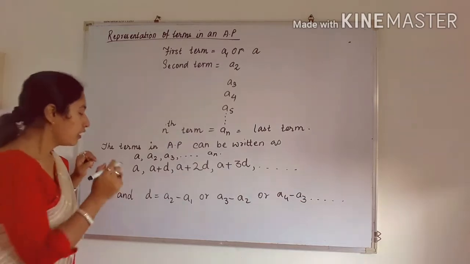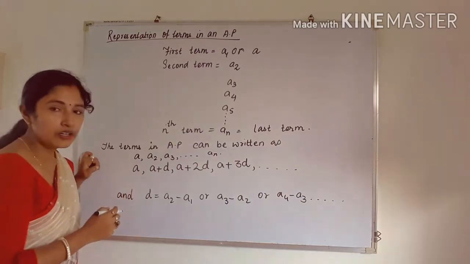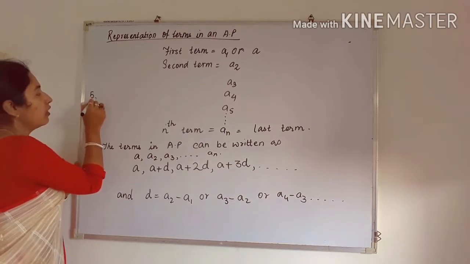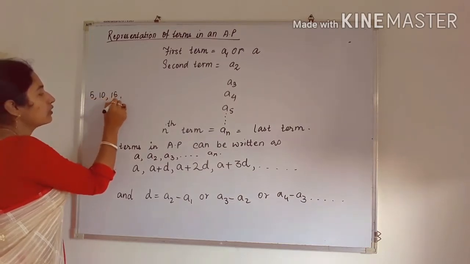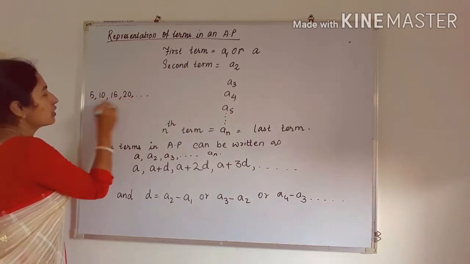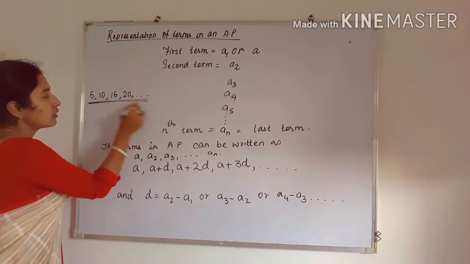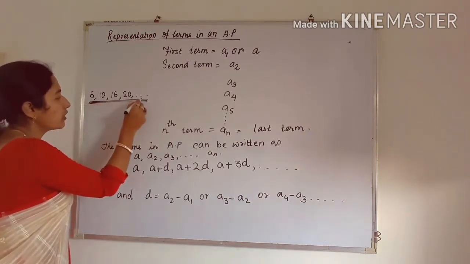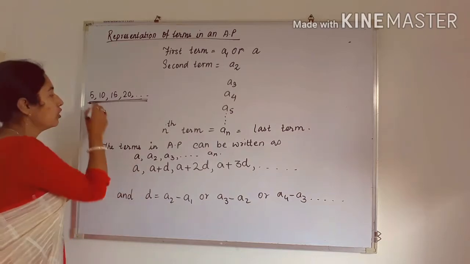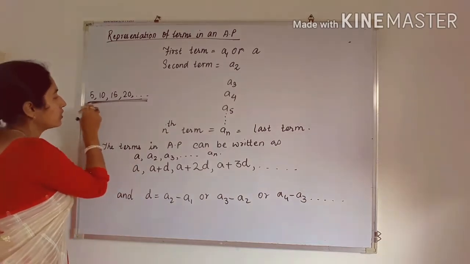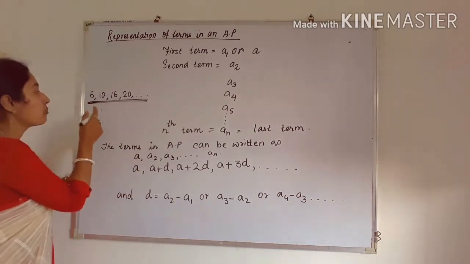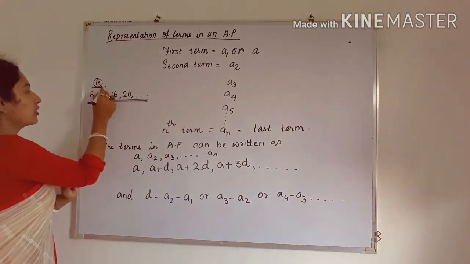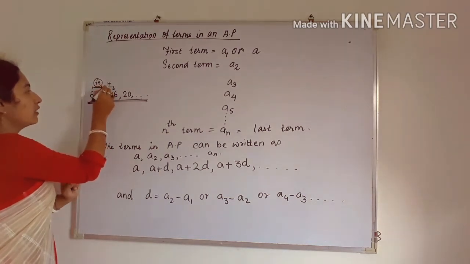Similarly, see here, if I write in terms of D also, as already you have seen in the example 5, 10, 15, 20. This sequence shows an AP. We can say it as sequence, or we can say pattern also. So I am saying as sequence. Okay, this sequence shows an AP because we are adding a fixed number, that is plus 5 to each term, to get the next term.